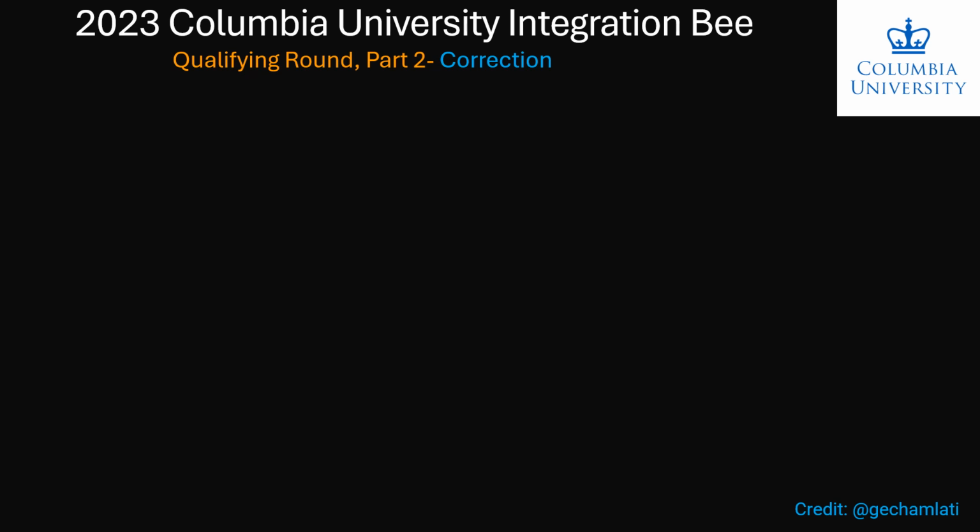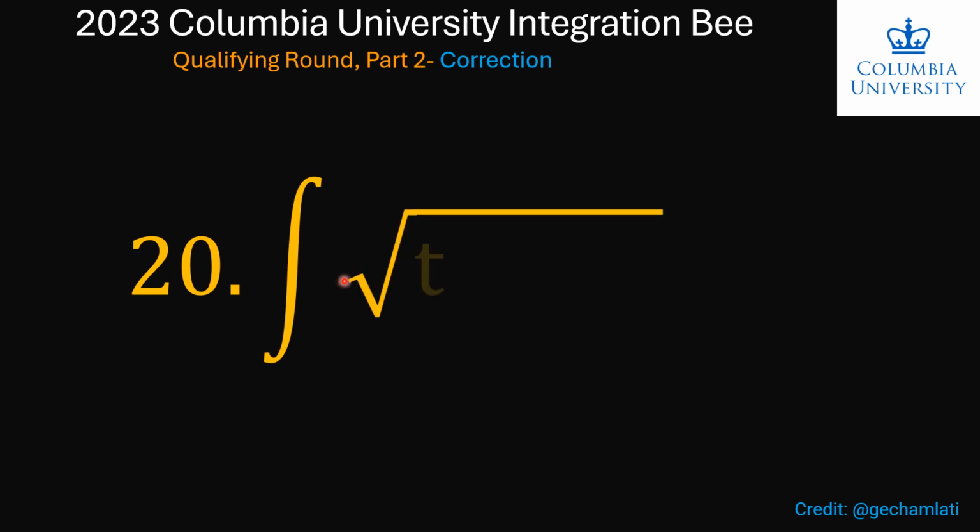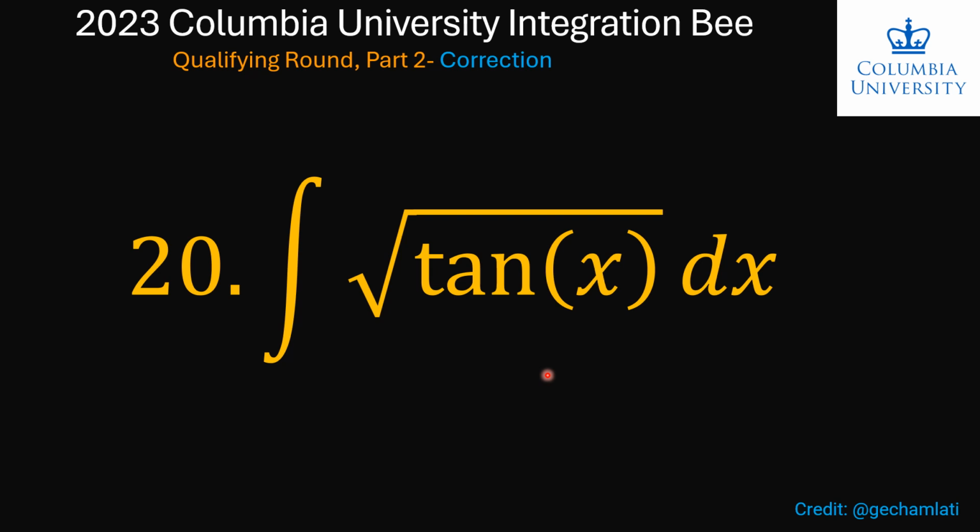Today we are going to focus on just a point of correction. We previously covered the 2022 Columbia University Integration Bee qualifying round, and we looked at the last 14 problems. But it was brought to our attention by one of our subscribers that problem number 20 was not solved right. So today we go back and do some due diligence and solve this problem. Without much ado, let's move forward and make that correction.